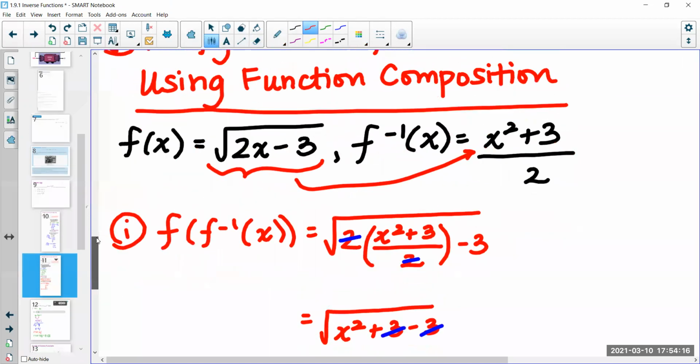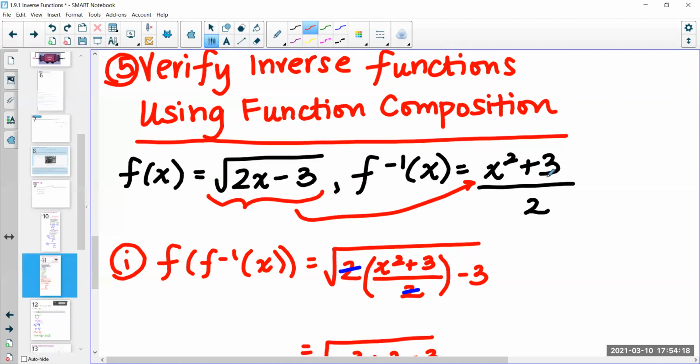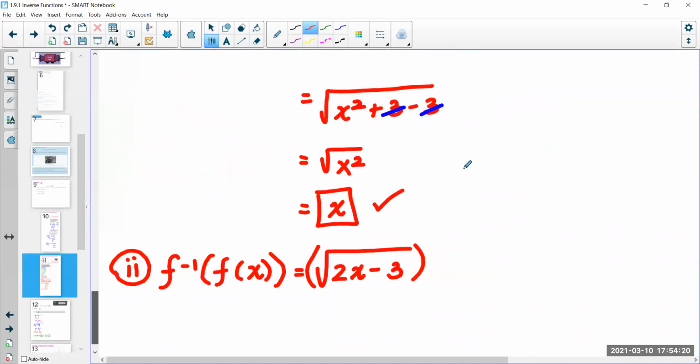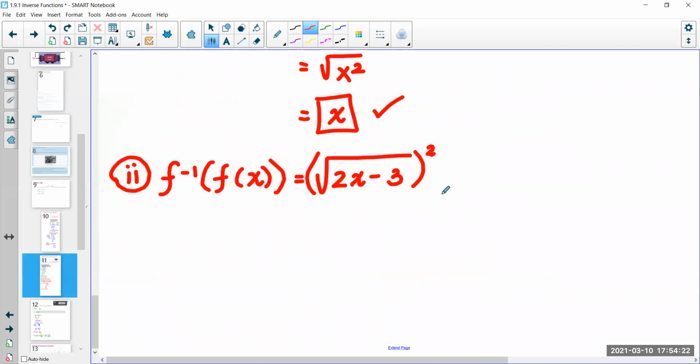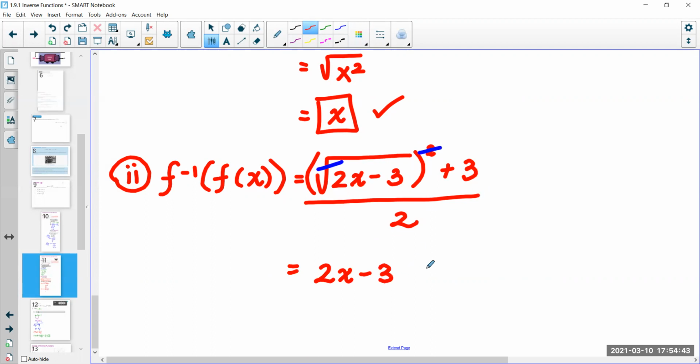But now, continuing with f inverse of x, we're going to square that, add 3, and then divide by 2. So we're going to square this, then we're going to add 3, and then we're going to divide the whole thing by 2. So again, we've input f of x into f inverse. So continuing with our simplification here, we have the radical, the square root, and square. So those are inverse operations. That just gets rid of the radical, giving us 2x minus 3, and then we have that plus 3 on top, still dividing by 2.